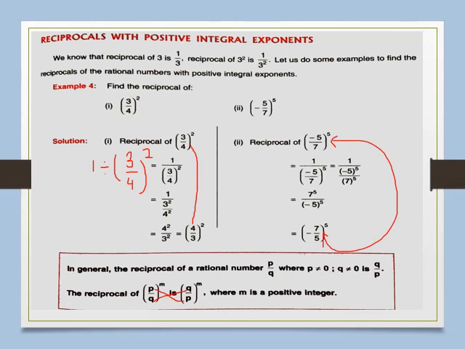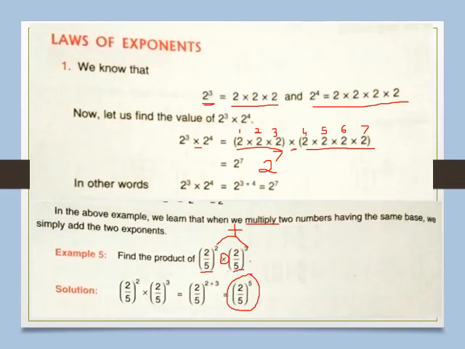So in general, the reciprocal of a rational number p by q, where p is not equal to 0 and q is not equal to 0, is q by p. It means we are changing the numerator to denominator and denominator to numerator, and both numbers are called reciprocals of each other.